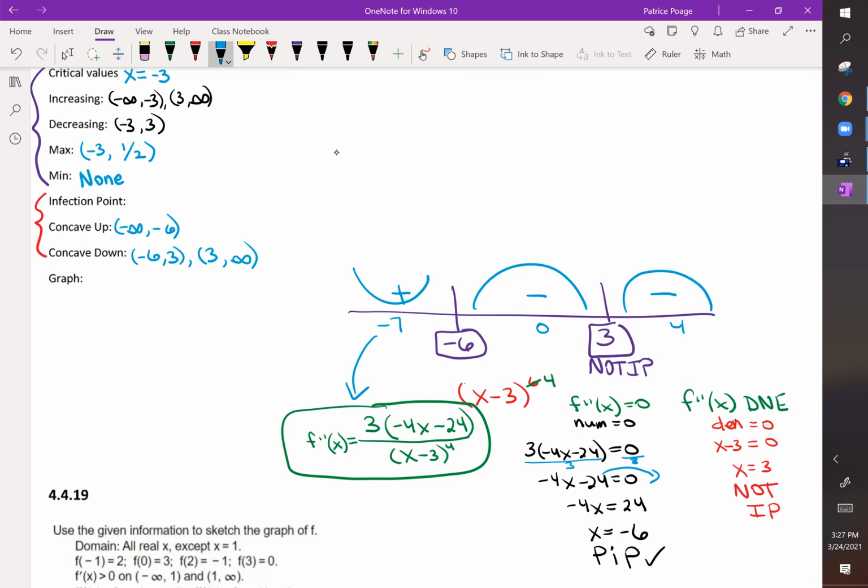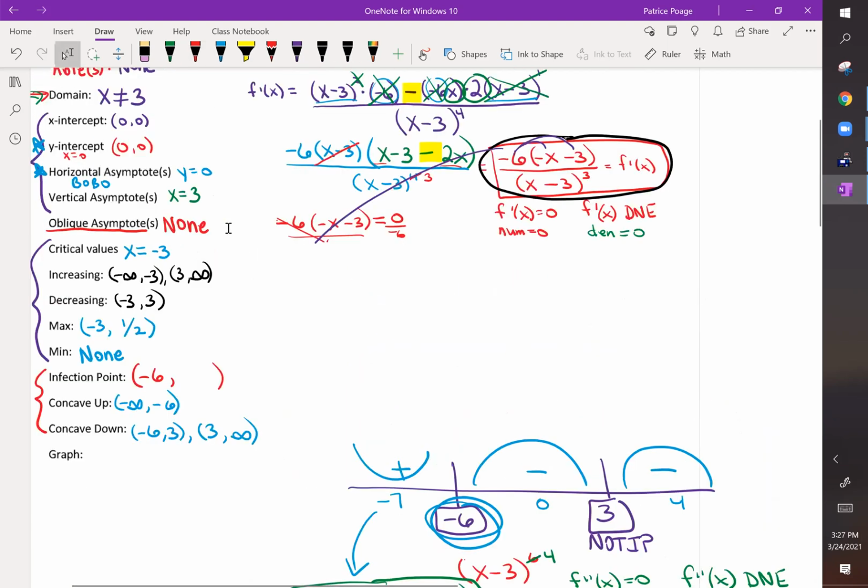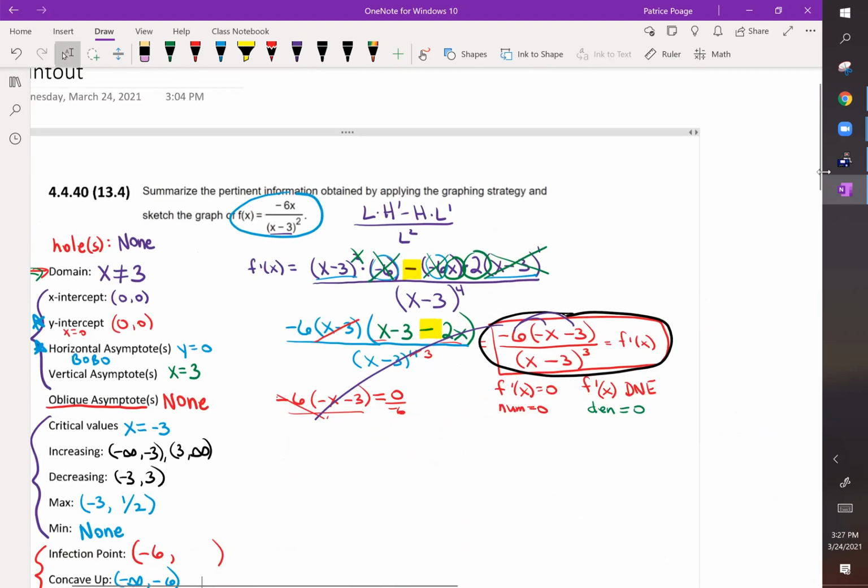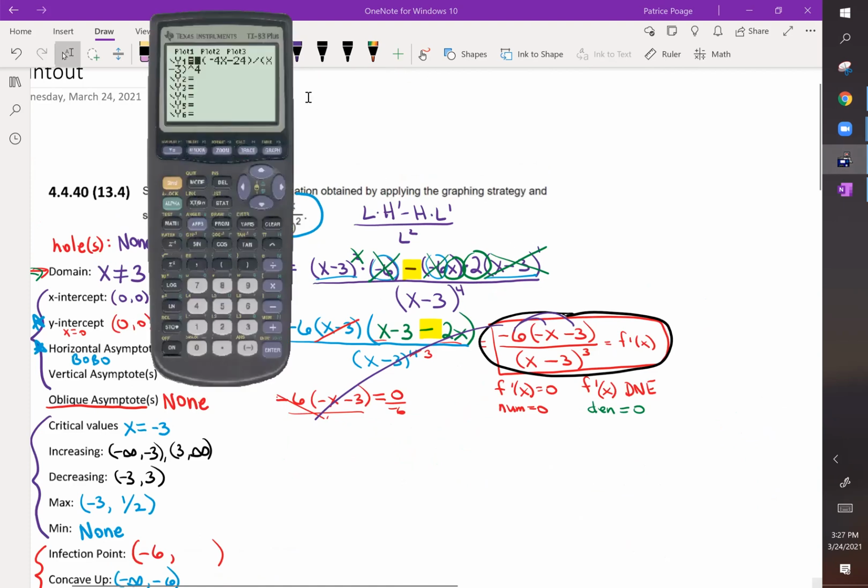And it does look like the concavity changed on both sides of the -6, so it is an inflection point. So we have an inflection point happening at -6 something. To find out what the y value is for that, we put it back into the original function up here. So I'm going to just type it on my calculator.